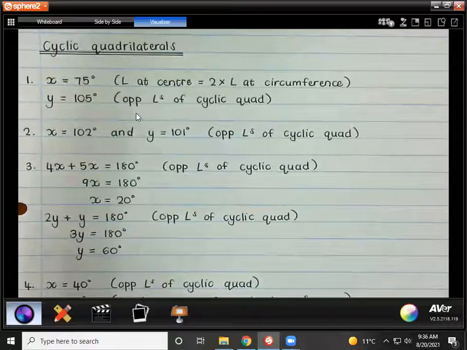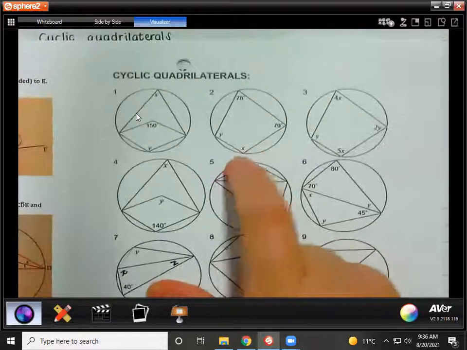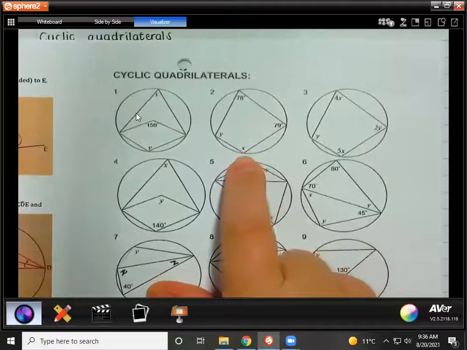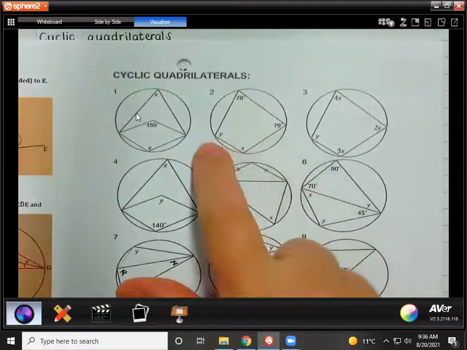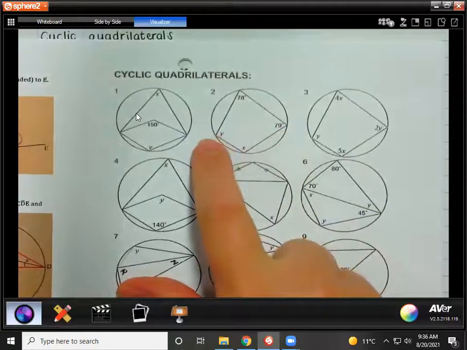Okay, in number two, you just had to use opposite angles of cyclic quad for both of them. So we have x is opposite 78. So x has to be 102, because 102 plus 78 is 180. And then y, the opposite angle is 79. So this must be 101, because 101 plus 79 will give you 180.